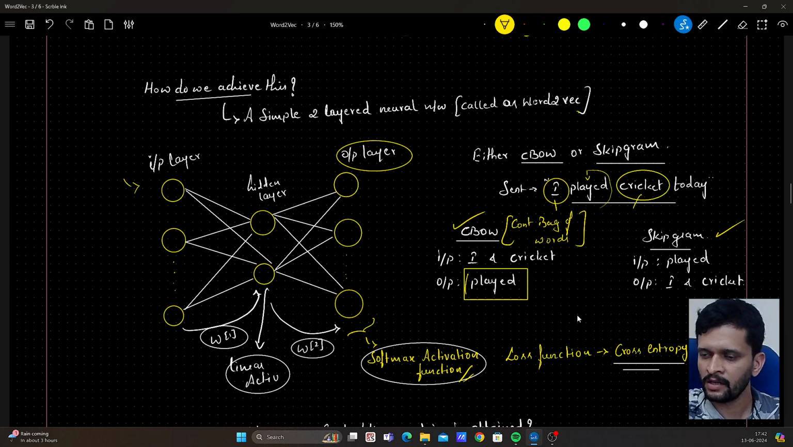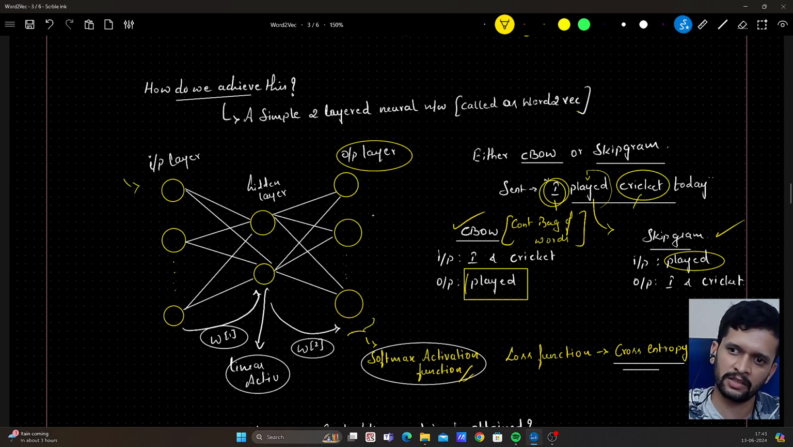How do we train the Word2Vec model in the Skipgram approach? In that case, I will supply the word played as input and ask my neural network to predict the context surrounding it. So I want my neural network to take the word played as input and predict the words I and cricket, which surround it, as the context words in the output layer. So this is how we train our Word2Vec model with the Skipgram approach. Hope that's clear.